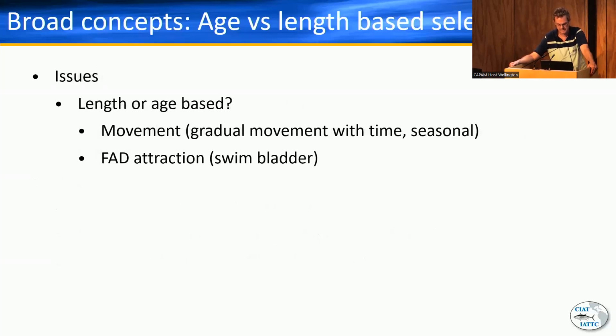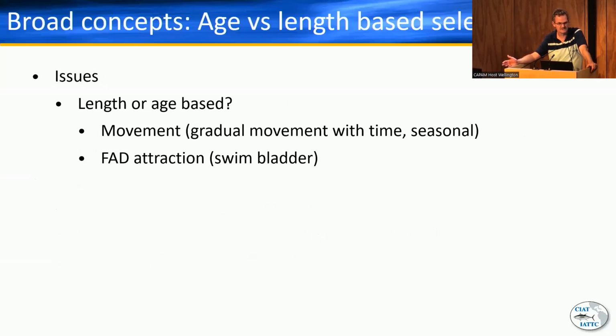that. Yeah, in tuna, a couple of things that you might want to consider is what is movement? Is it gradual movement over time? Is it seasonal? How does it operate, and how do you represent it with selectivity? It may be length or age-based, who knows?